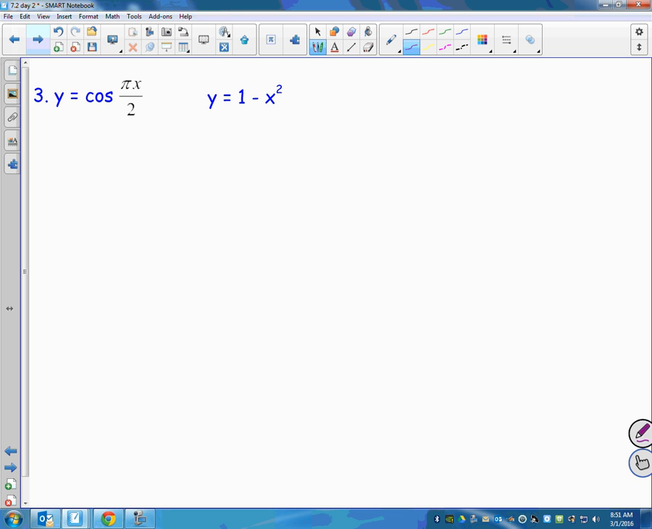I still have a major assignment. You could do this by hand, but let's practice on our calculator. So if you have a calculator, you should graph this and see if you can figure out where they intersect.